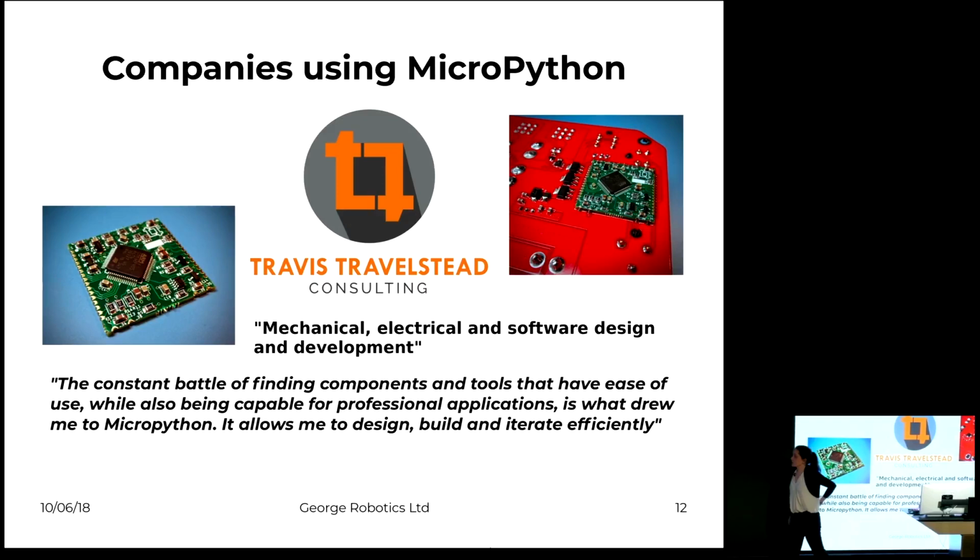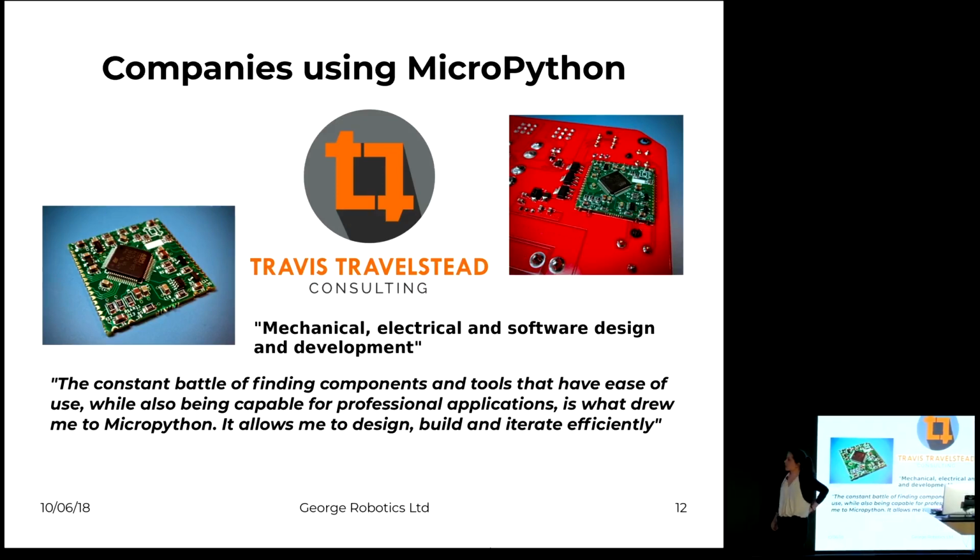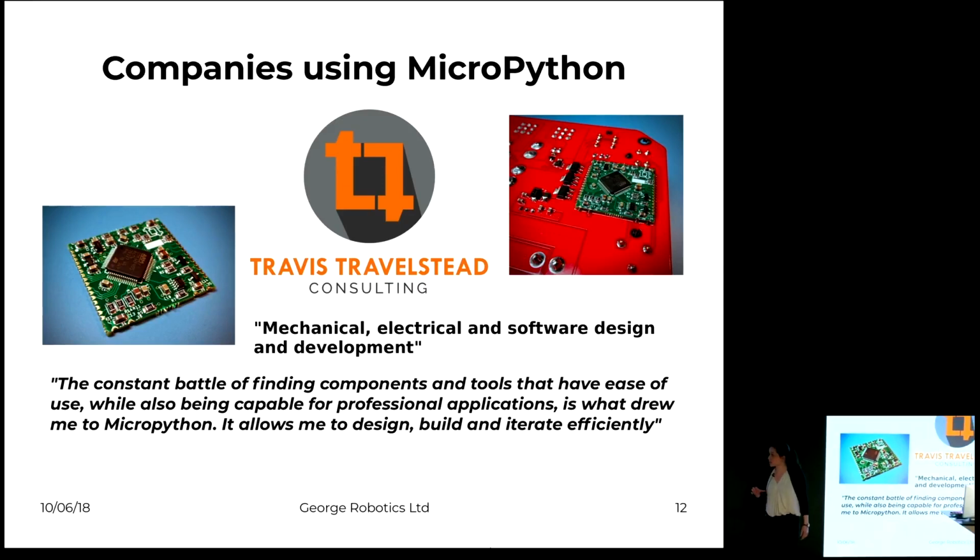Then there is a US company called Travis T Consulting. He's using MicroPython for his product development to make it even more rapid, because he's a mechanical, electrical, and software design engineer. What he said is that there's a constant battle of finding components and tools which are easy to use while still at a professional level, there's kind of a gap, and MicroPython filled this for him.